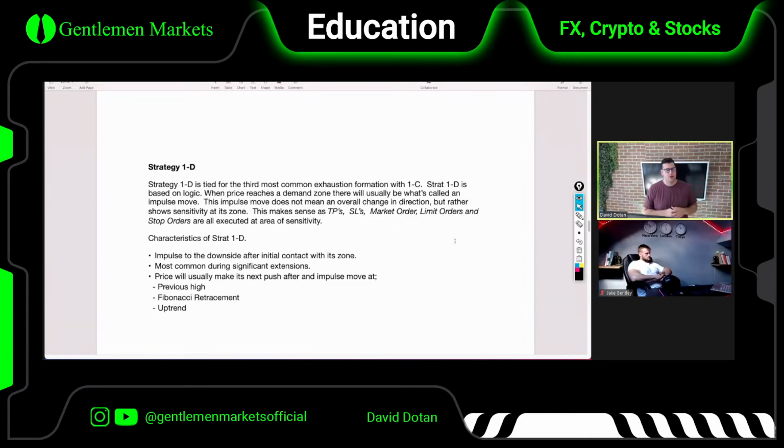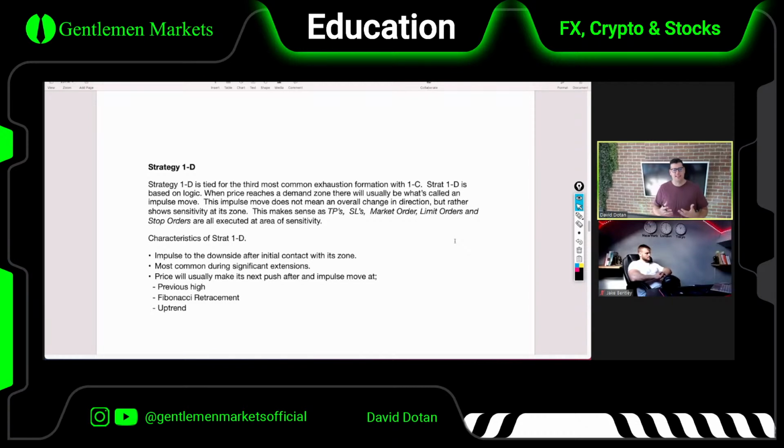All right. Strat 1D is based on logic. When price reaches a demand zone, so in this case a push to the upside, there will usually be what's called an impulse move to the downside. And we know that when there's a trending market, when we have fundamental separation, this isn't an overall change in direction, but simply an impulse or sensitivity off this zone.